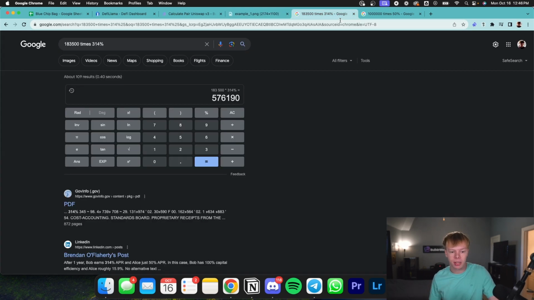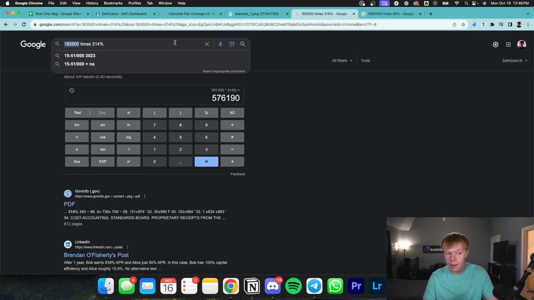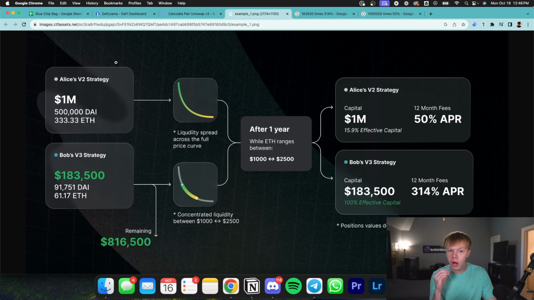So assuming the APR lives up to these standards, after 1 year's time, Bob collects $576,000 in fees off of $183,000, whereas Alice collects $500,000 in fees off of $1 million. So as you can see, the return is much better on Bob's strategy because he put up less capital and was able to make more fees. He literally put up pretty much a fifth of the capital and made more money, which is absolutely nuts, and that just showcases the benefits of concentrated liquidity here. Bob's capital is being 100% effective, whereas Alice's capital is being 15.9% effective because she's providing full range liquidity.